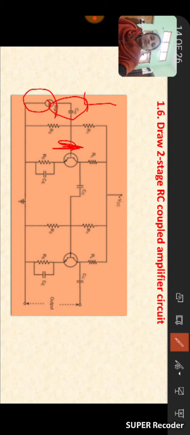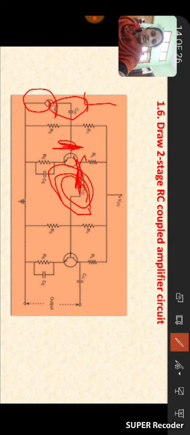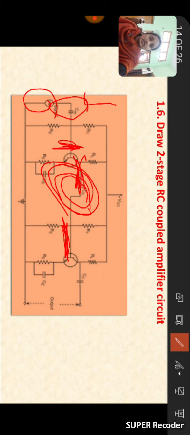And while coming to the next stage, here CC is there. So this is the coupling capacitor. This is the first stage. The first stage output is connected to the input of the second stage through this coupling capacitor. The output of this transistor is connected to the input of the next stage through this capacitor. The name of this capacitor is called coupling capacitor. It will connect the output of the first stage to the input of the next stage.